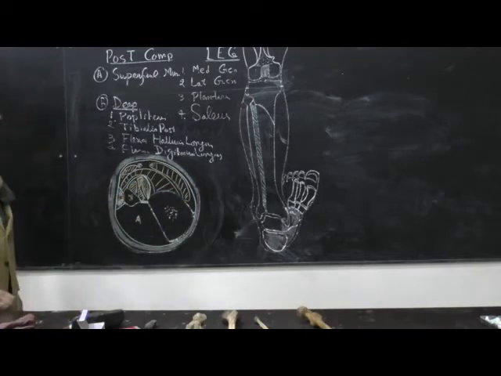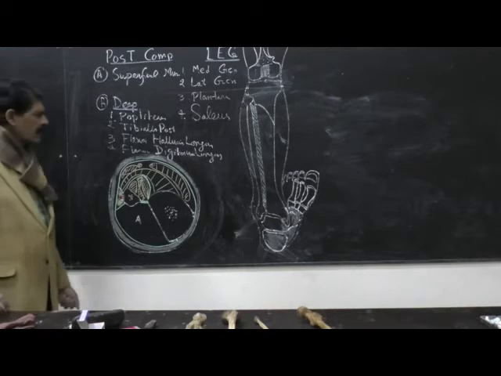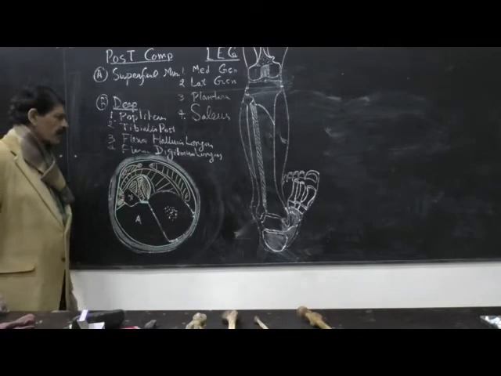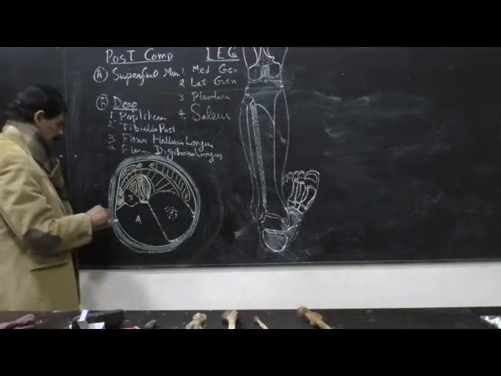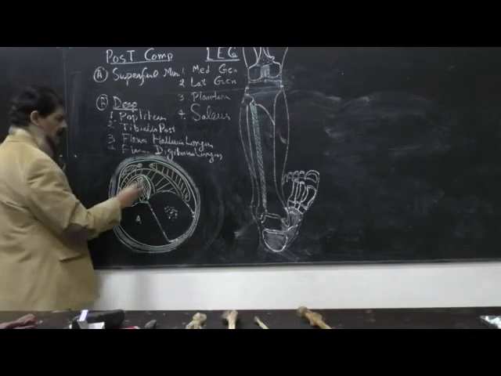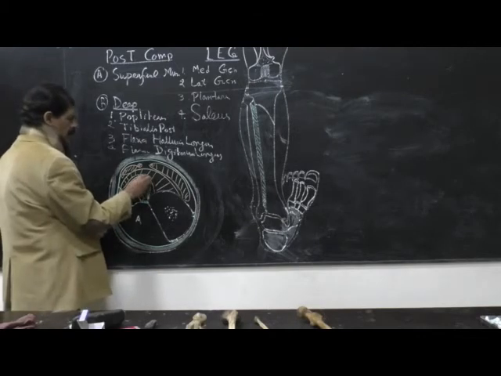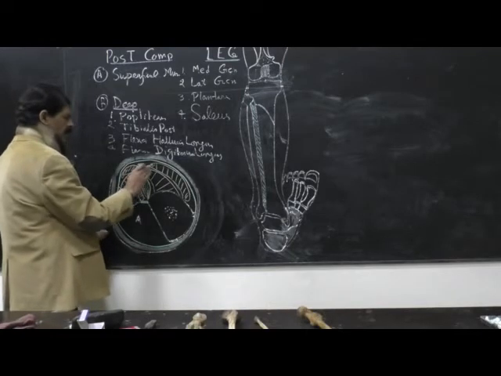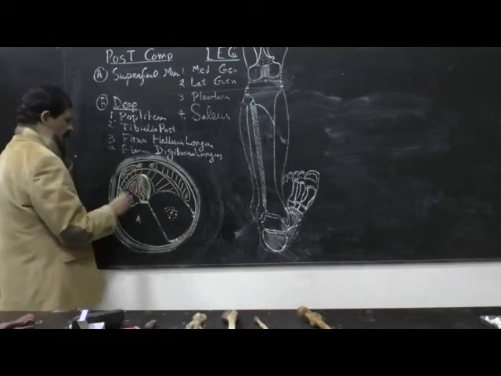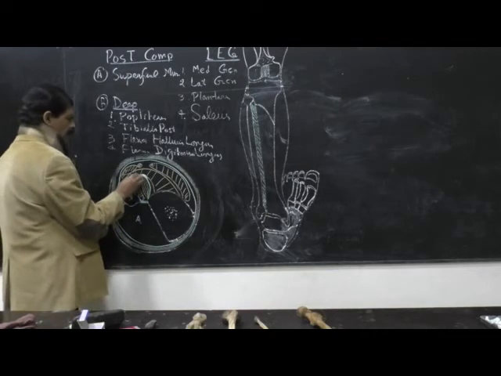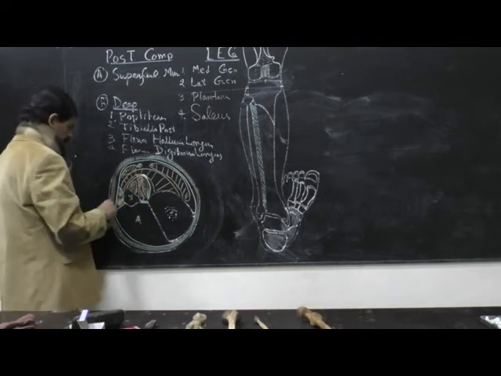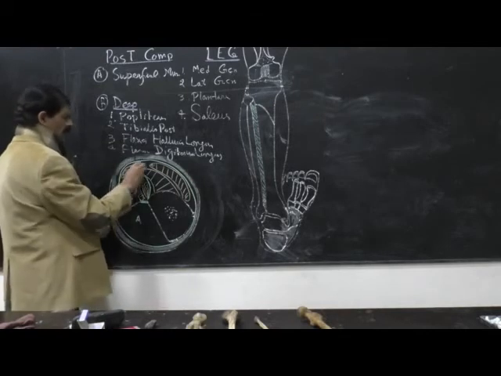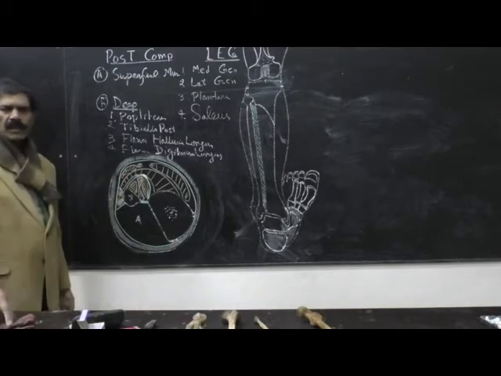So this is how we draw the transverse section, showing all the compartment muscles within them. And the nerve we can also show here. The nerve is the tibial nerve, between the superficial and the deep compartment, accompanied by the posterior tibial artery with the vena comitans, sandwiched between the superficial and the deep muscles of the posterior compartment.